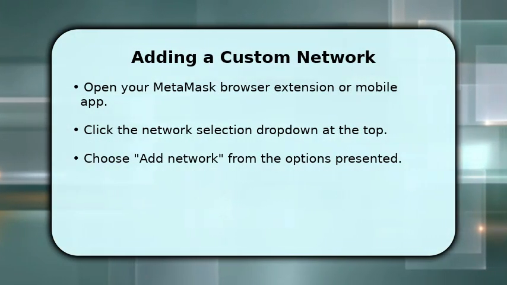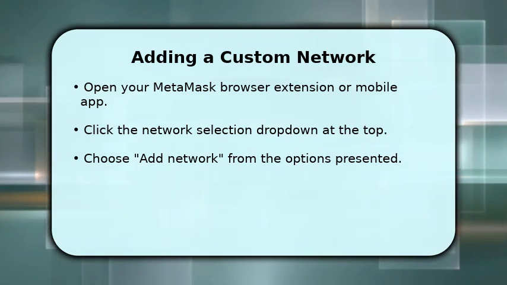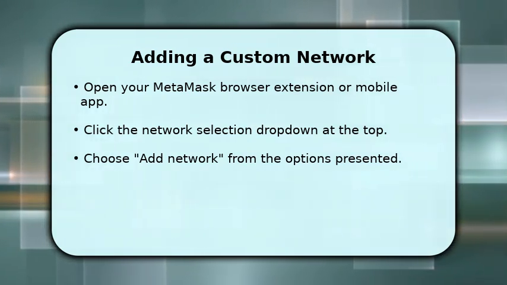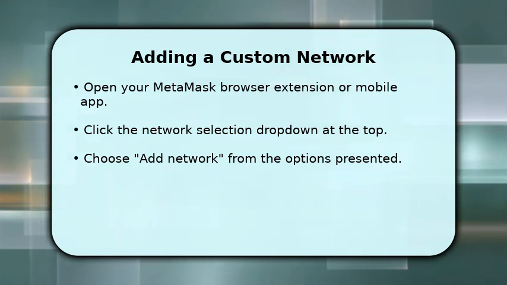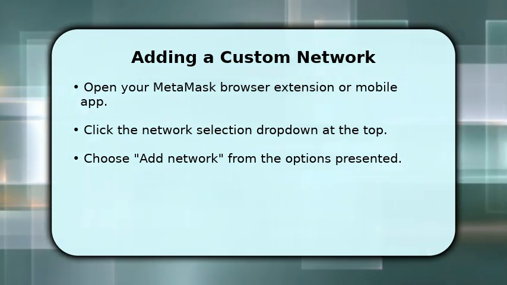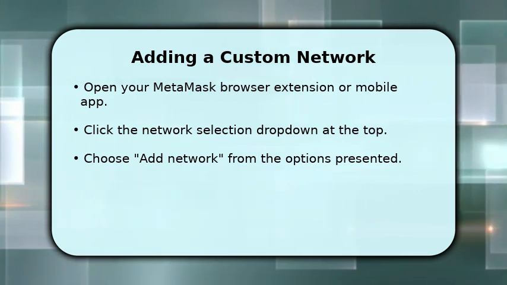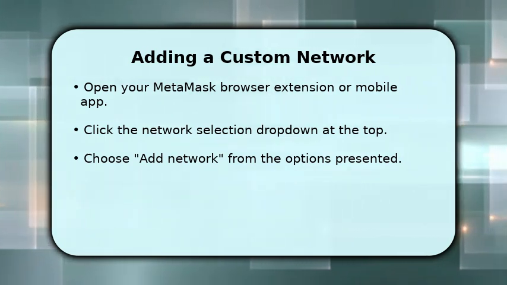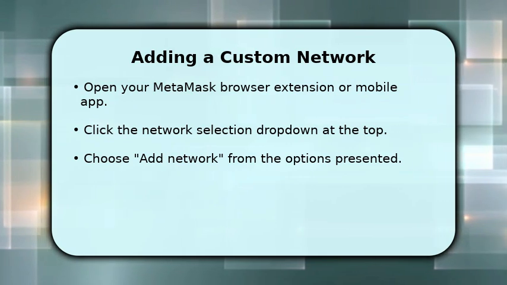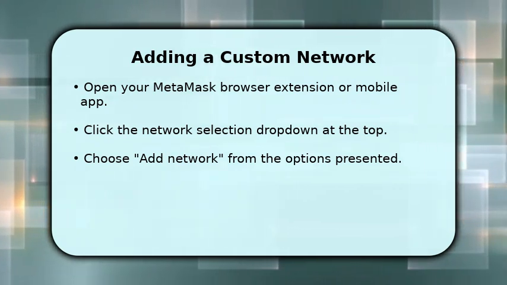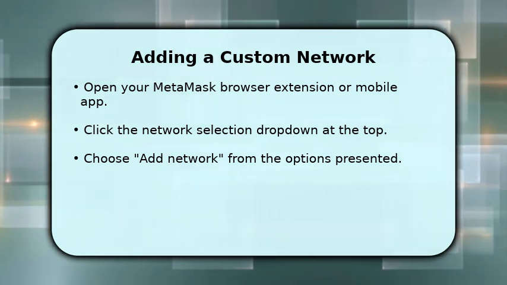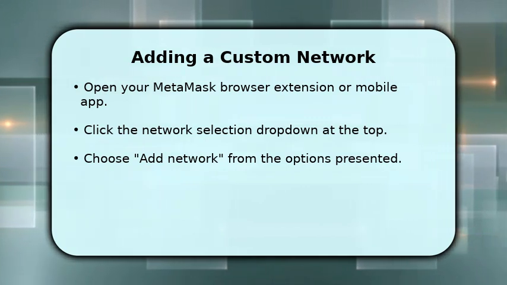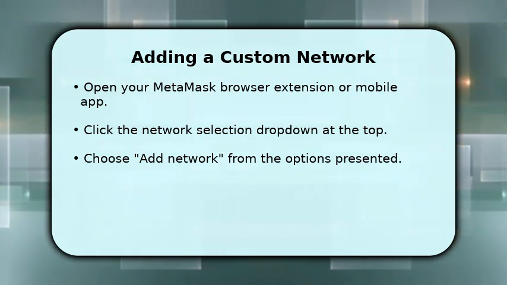First, open your MetaMask wallet, either the browser extension or the mobile application. Look for the network selection drop-down, usually found at the top of your wallet interface. Click on it and then select Add Network. This will open a new screen. From there, choose Add a Network manually to begin inputting the Base network-specific information.